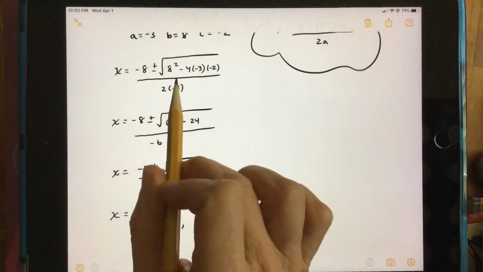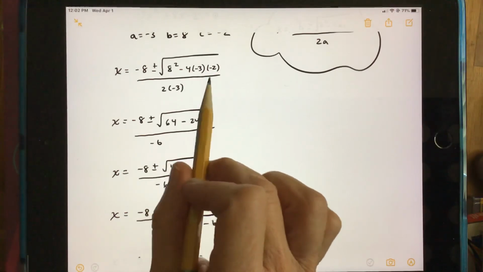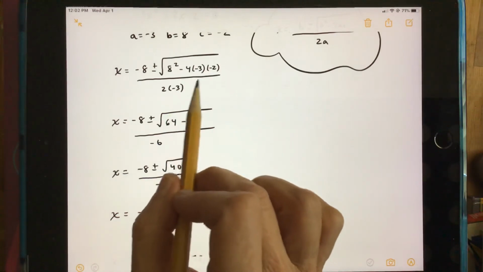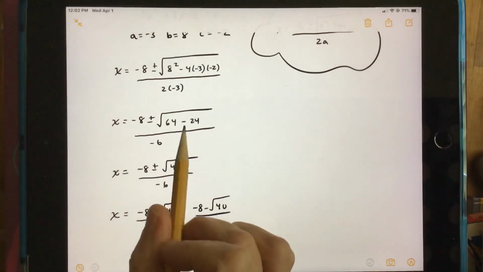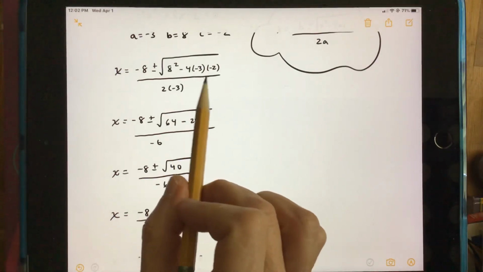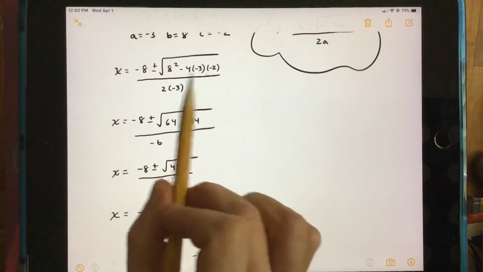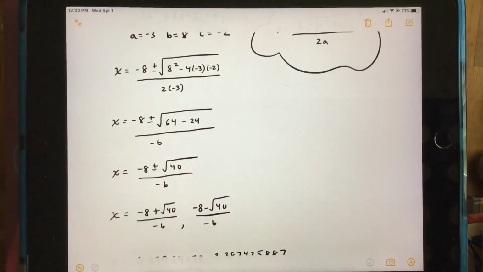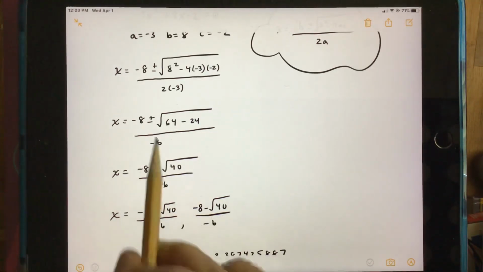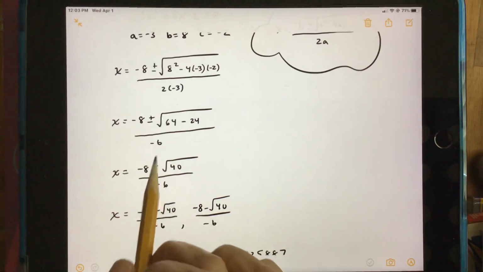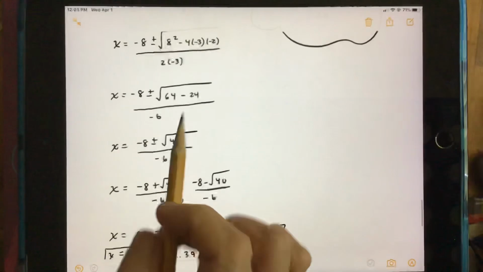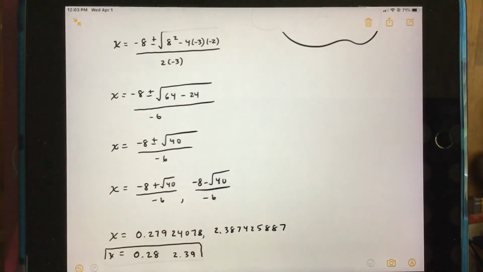8 squared is 64 minus a negative times a negative times a negative, which is a negative, so we are subtracting. Or you can think of it as 4 times negative 3, negative 12, times negative 2, positive 24, so we're subtracting 24. Either way you think about it, you're going to end up subtracting 24 from your 64. The negative 8 and the negative 6 are going to stay there. The negative 6, of course, comes from that 2 times negative 3. And then we simplify 64 minus 24, that's 40.